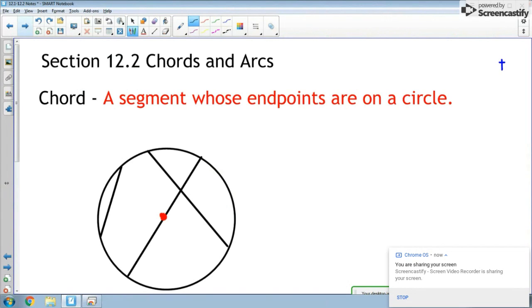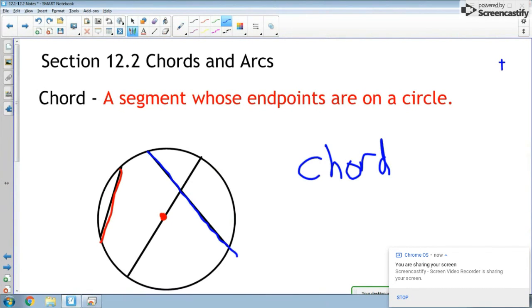So a chord is a segment whose endpoints are on a circle. So because that is red, I'm going to show you that this is a chord. Okay. And this is also a chord right here.